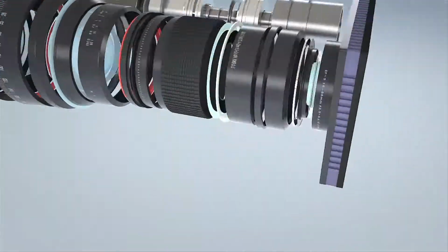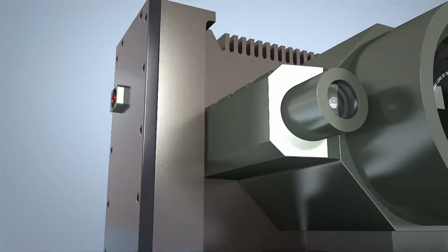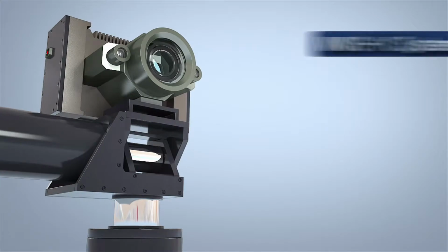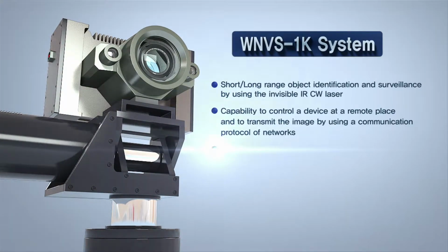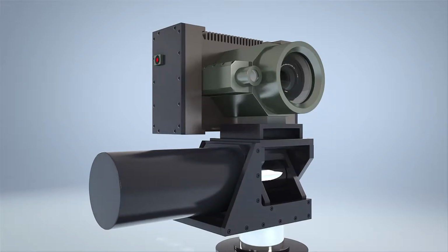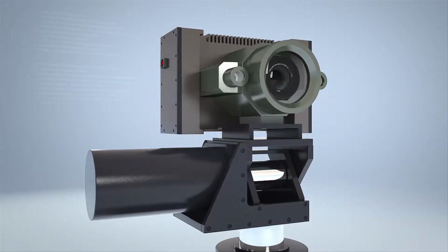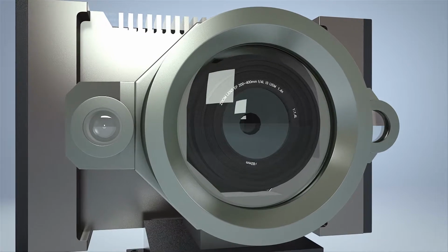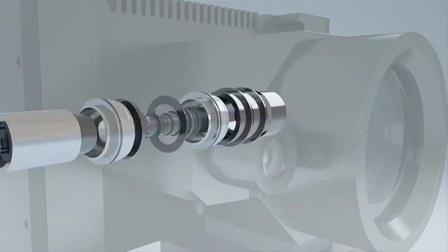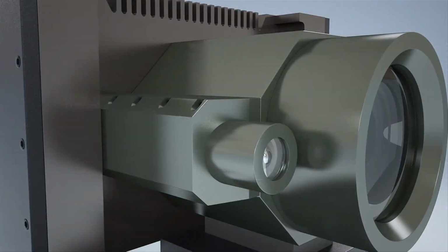The WNVS 1K system uses IRCW laser illumination to make short-range and long-range object identification possible at night. Even in complete darkness, high-quality image realization provides the ability for nighttime surveillance and object identification. As with all the smart surveillance systems of WIA Corporation, it has an eye safety laser.